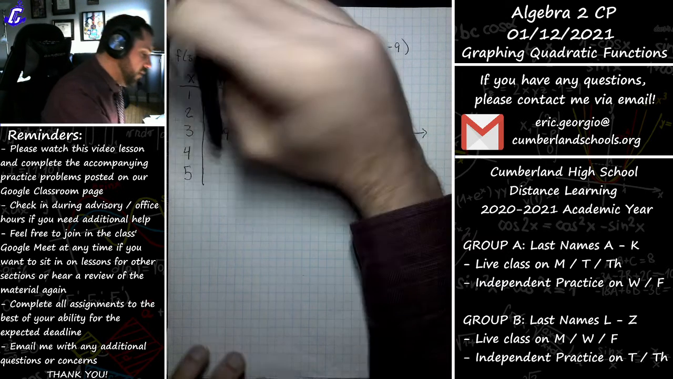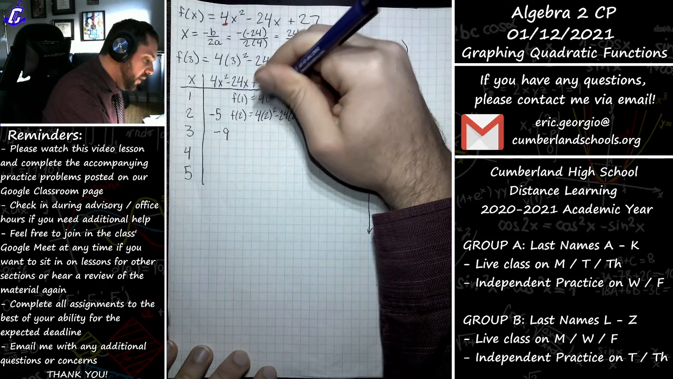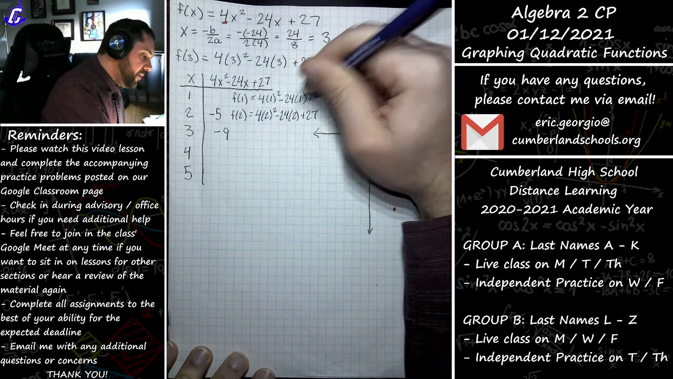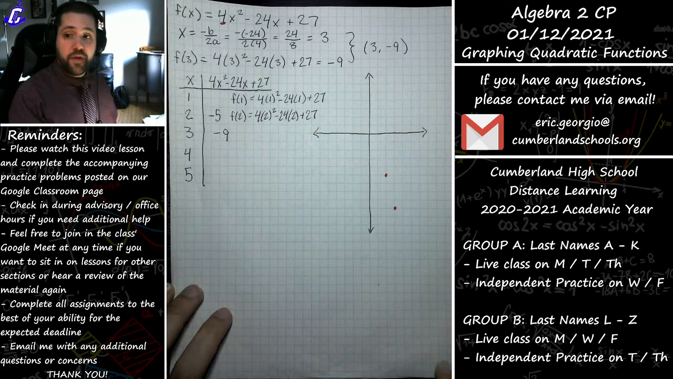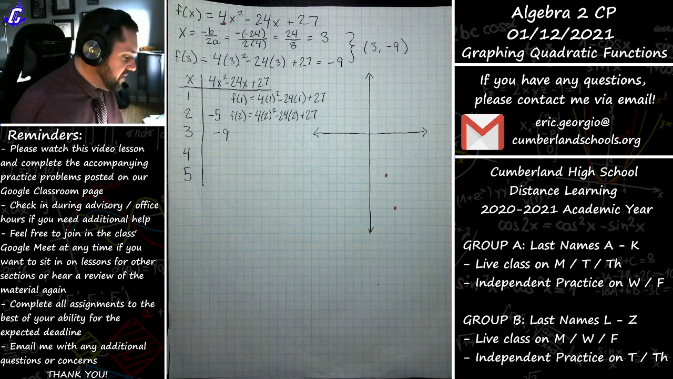Next point, we plug in 1. F of 1 is equal to 4 times 1 squared minus 24 times 1 plus 27. Speaking of calculator, if you are ever uncomfortable with doing this, you could certainly use a calculator on an assessment. So you always have that to worry about, but it's always good to practice those mental math skills.